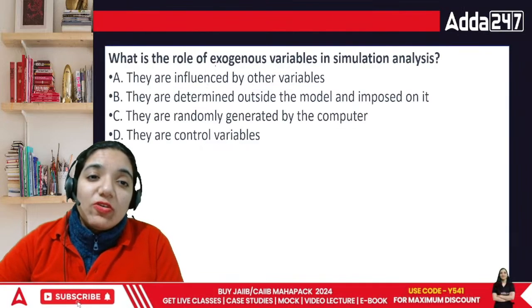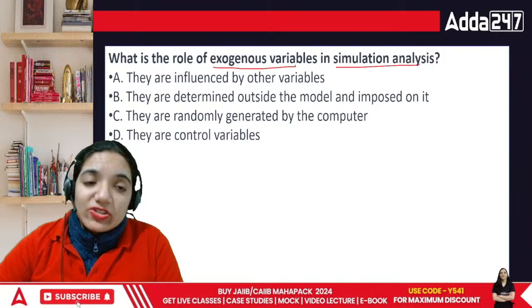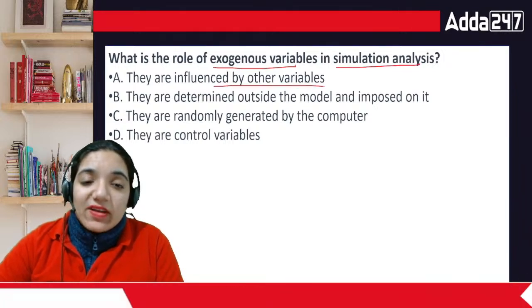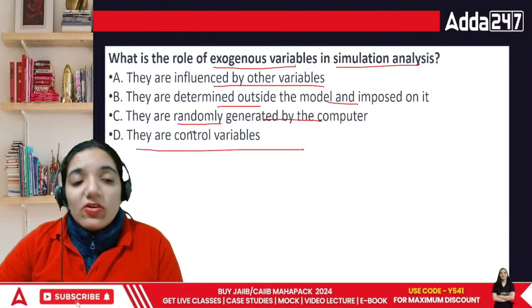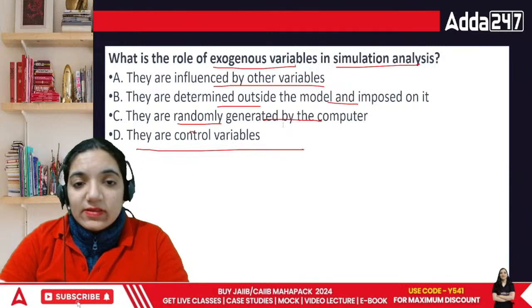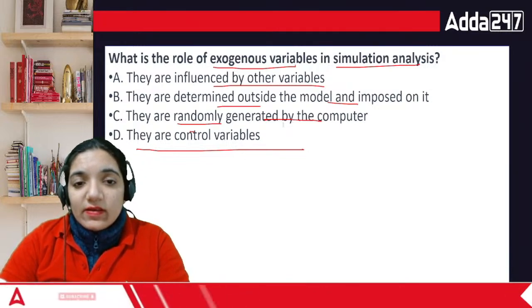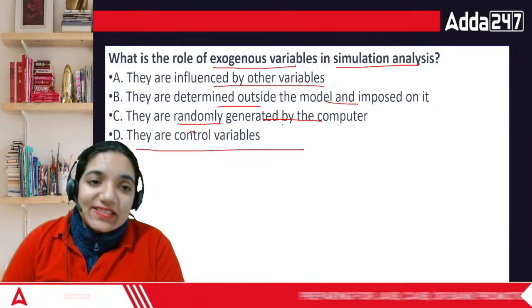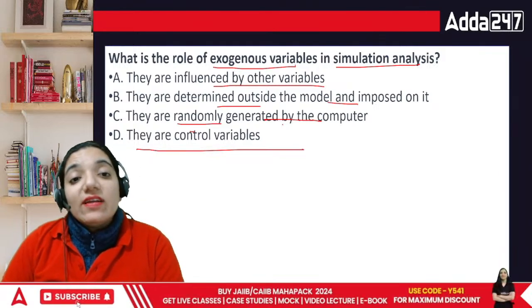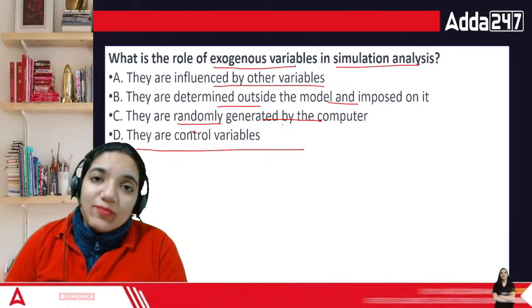Next, what is the role of exogenous variables in simulation analysis? They are influenced by other variables. They are determined outside the model and imposed on it. They are randomly generated by the computer, or they are control variables. Normally, when we talk about exogenous, exo means external. So they are determined outside the model and imposed on it.